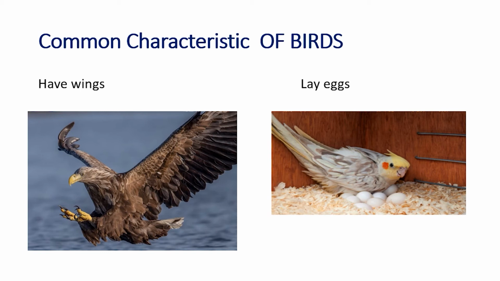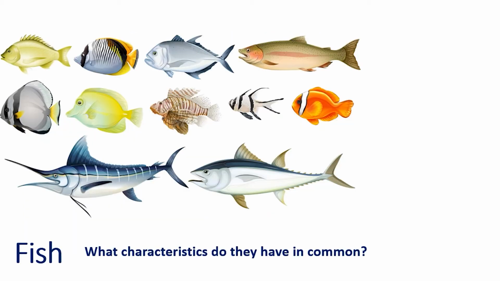So if there is an animal that has a beak, is covered by feathers, has wings, and lays eggs, we can categorize it as a bird.